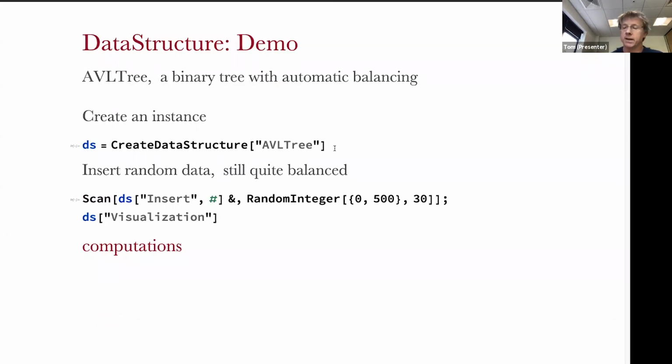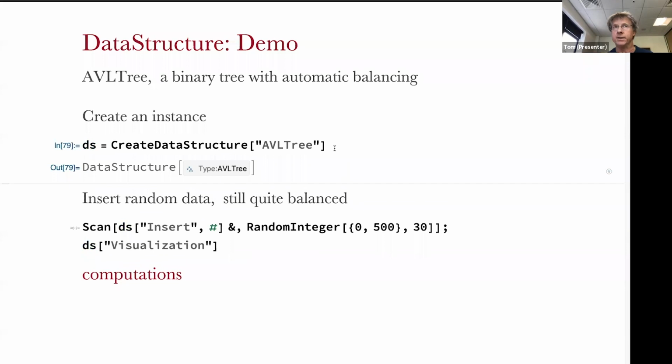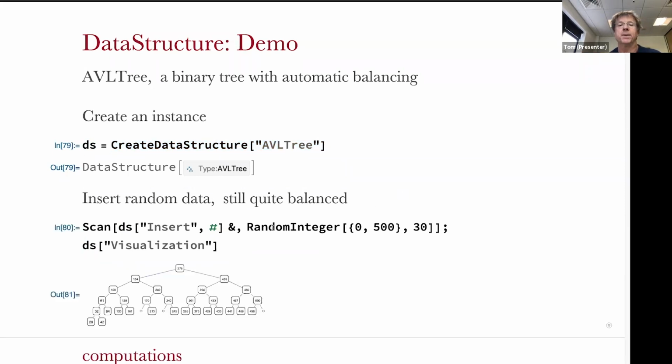So let's have a quick look. This is using the Wolfram interpreter, so I can create an instance of an AVL tree, and then I can insert a bunch of things into the tree. One of the nice things about this AVL tree is that it balances things. You can see it's not optimally balanced, because you could probably put these things down here, but it never gets worse than this sort of unbalancing. That's the guarantee of the algorithm.